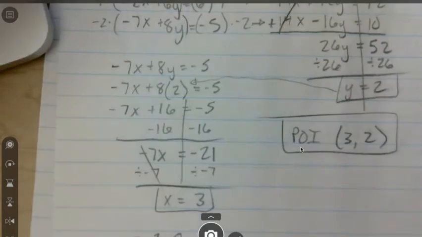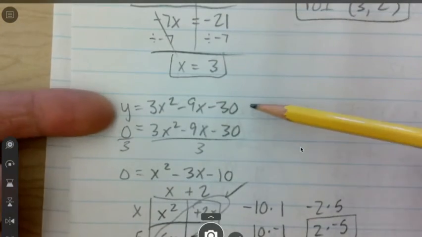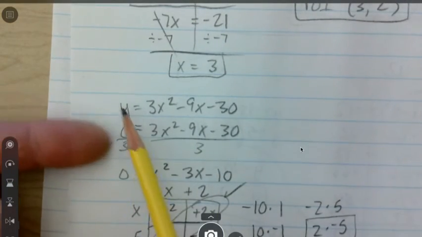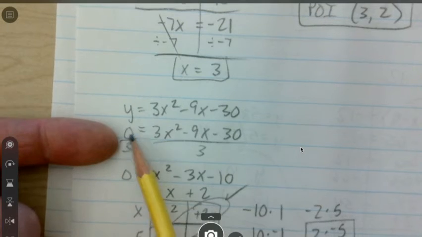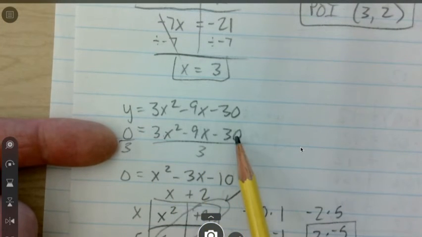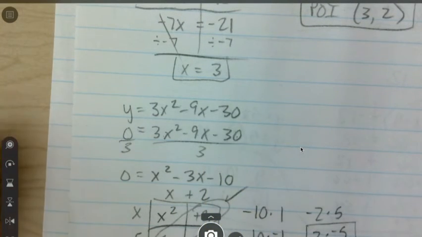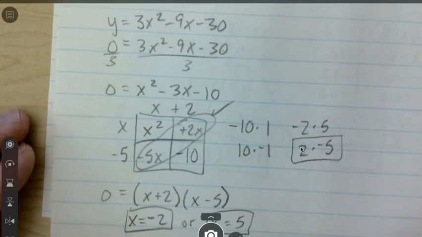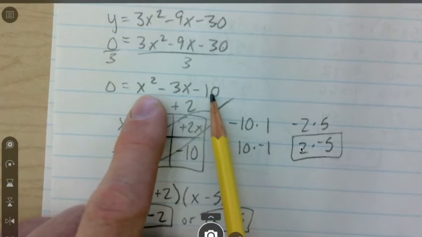So looking at problem 3, we said, okay, you have your parabola. The x-intercepts happen when y is 0. And then we looked at all of these terms and said, oh, notice how they can all be divided by 3. Well, when we do that, we're left with this.